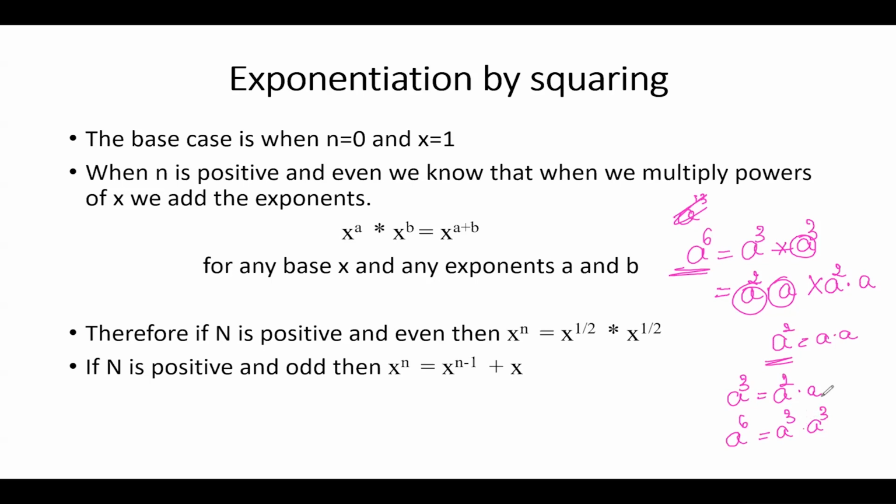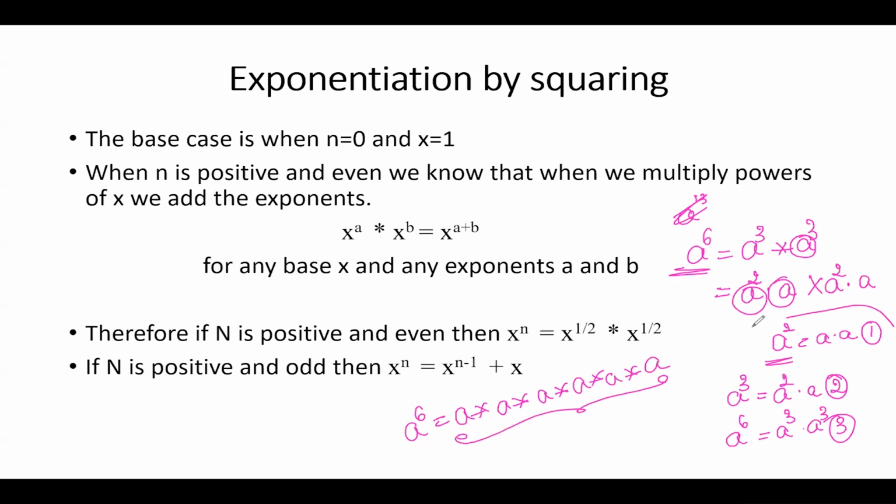So how many multiplications am I doing here? 1, 2, and 3 multiplications. So instead of saying a to the power 6 is equal to a into a into a into a into a into a, 6 times, okay, instead of doing 6 multiplications, I can complete my work with only 3 multiplications. Okay, that is what the idea here is. We are trying to understand.